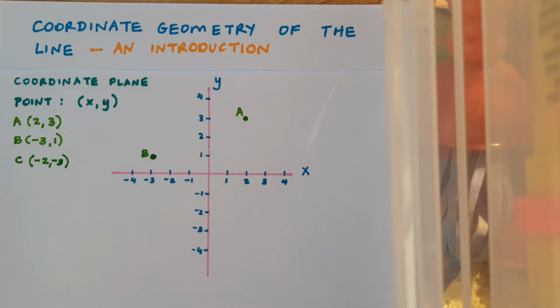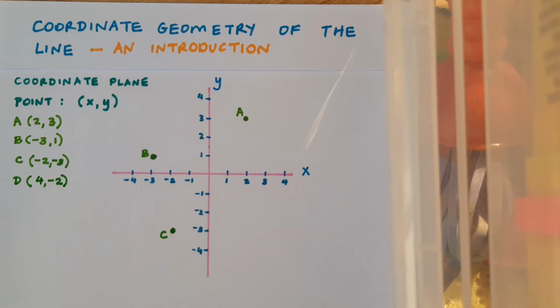Next I have the point C, -2, -3, so take a moment to think where you think this should be located. Again, starting at the middle point here, I'm going to go out to -2 on the x-axis, and then down to -3 on the y-axis. And again, I'll write its name next to it, so that's the point C.